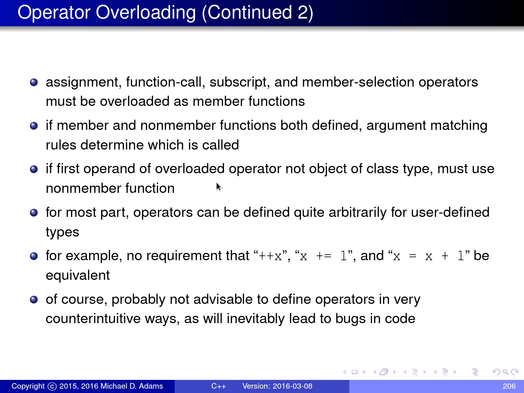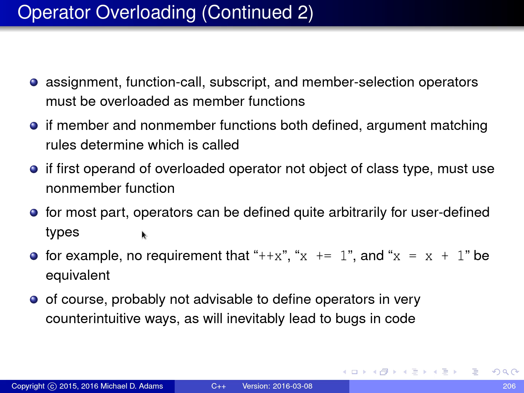If the first operand of the overloaded operator is not an object of class type, in other words, it's not a struct or a class, then you have to use a non-member function for operator overloading purposes. And I'll go through an example later to illustrate why this is the case. But if you stop to think about it, this is the way that it would have to be.